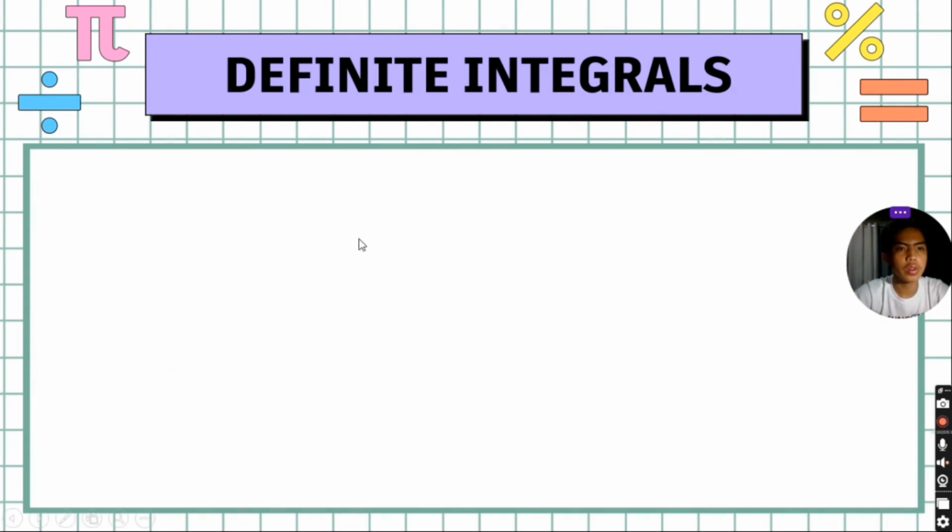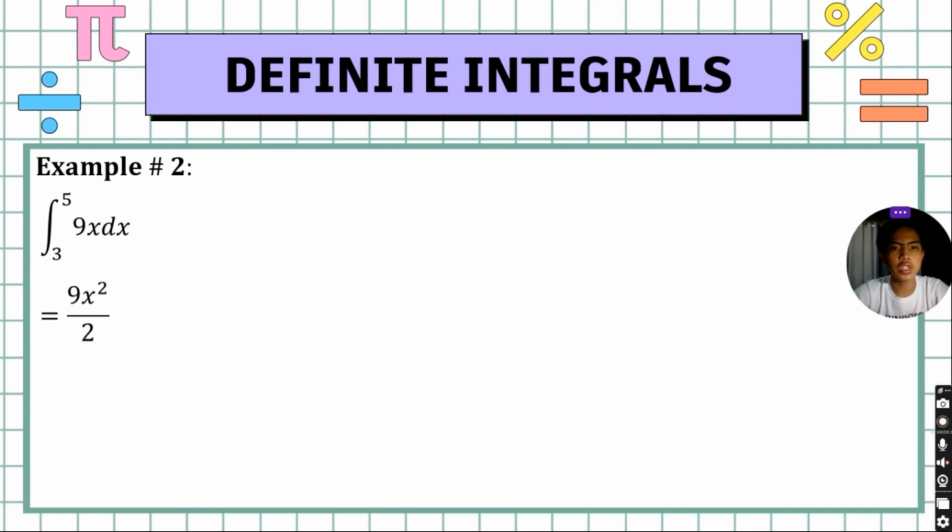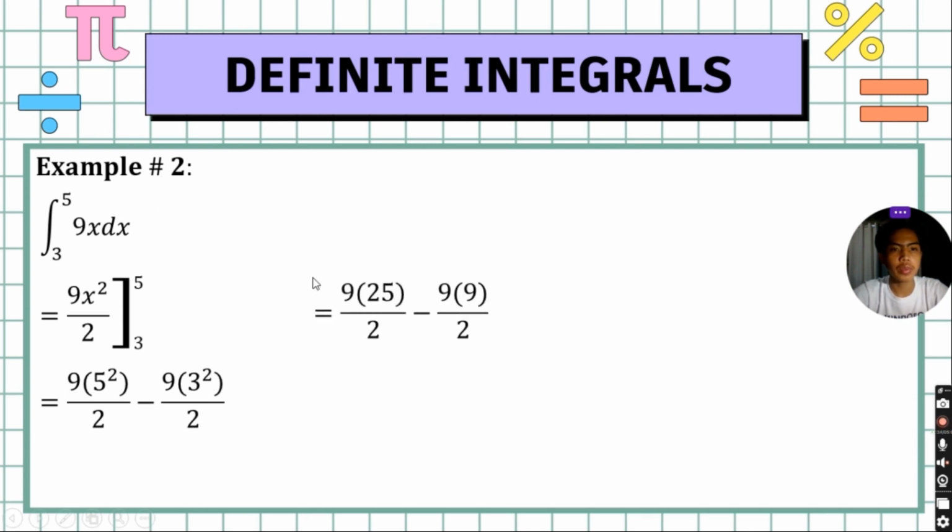The second example, the definite integral from 3 to 5 of 9x dx. Again, the first thing to do is to integrate the function. The integral of 9x dx is 9x squared over 2. Then, substitute 3 and 5 to the x, still following the formula. It will become 9 times the quantity of 5 squared all over 2 minus 9 times the quantity of 3 squared all over 2. Now it will become 9 times 25 all over 2 minus 9 times 9 all over 2.